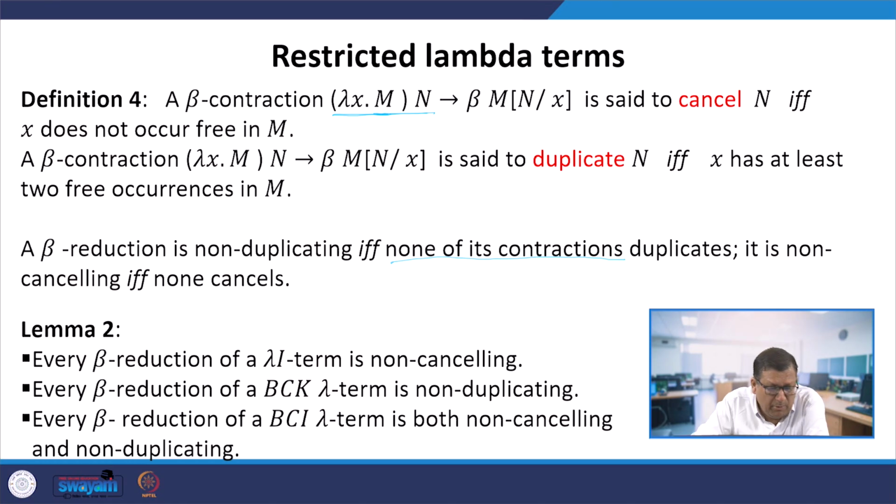So there is a lemma that says that every beta reduction of a lambda I term is non-cancelling, because in a lambda I term there is at least one occurrence of x. In that condition, one occurrence, at least one. And in BCK it is at most one. So that means there will be no duplication, and BCI is both, so it is non-cancelling and non-duplicating. This is a nice result. So we are going to use BCI later on.